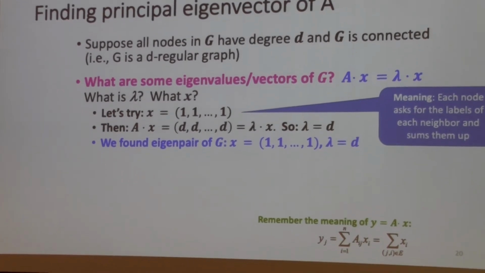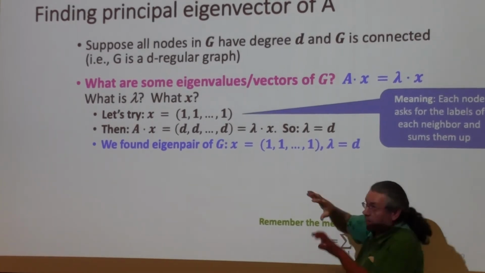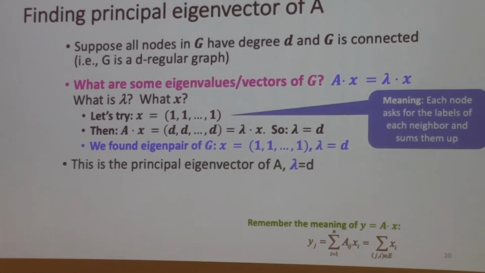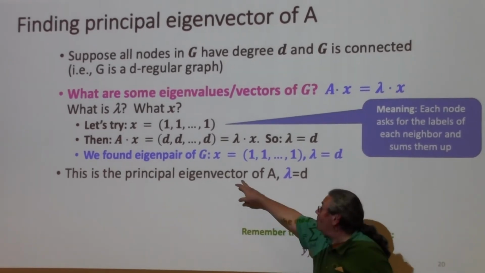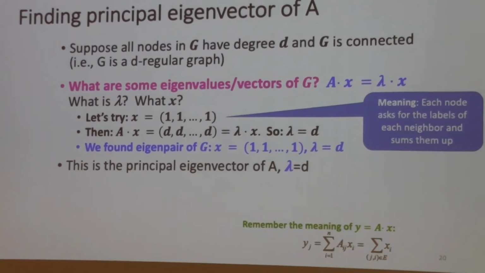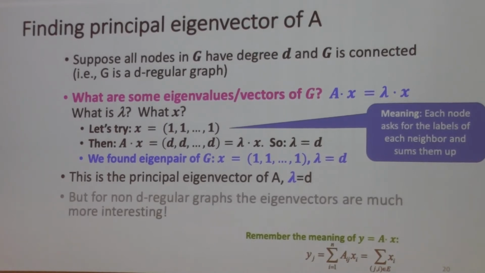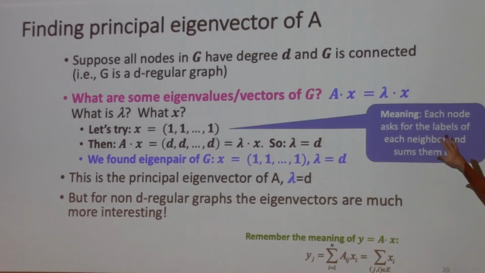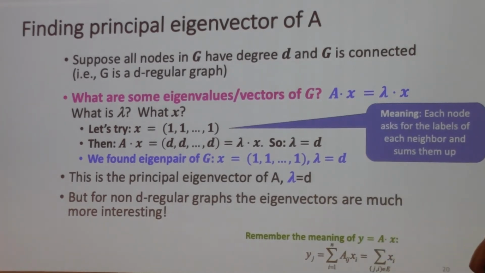We found what is called an eigenpair. If you take the vector of all ones and the eigenvalue together, this is an eigenpair, the eigenvector and the eigenvalue. This is the principal eigenvector. There's a bunch of them. You can organize them in terms of the biggest ones and so on. But this is going to be the main one, the principal one. So that gives you a little bit of intuition. For this special kind of graph, the eigenvalue is actually the degree of the nodes. But it's not always that.